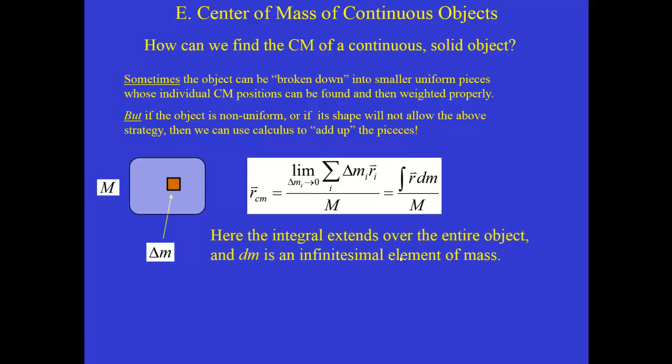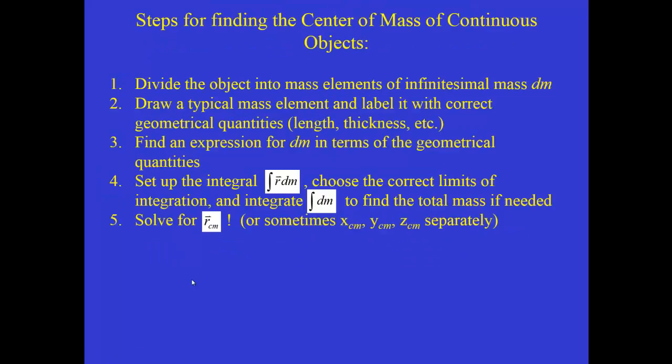So the integral, of course, in order to take into account all the contributions, has to extend over the entire object. And dm simply represents symbolically the amount of mass, in a differential sense, that is associated with each of those pieces. Now this by itself is pretty abstract. How do we actually apply this in a real situation? So there are some steps, and you'll get a chance to practice with these on the homework.